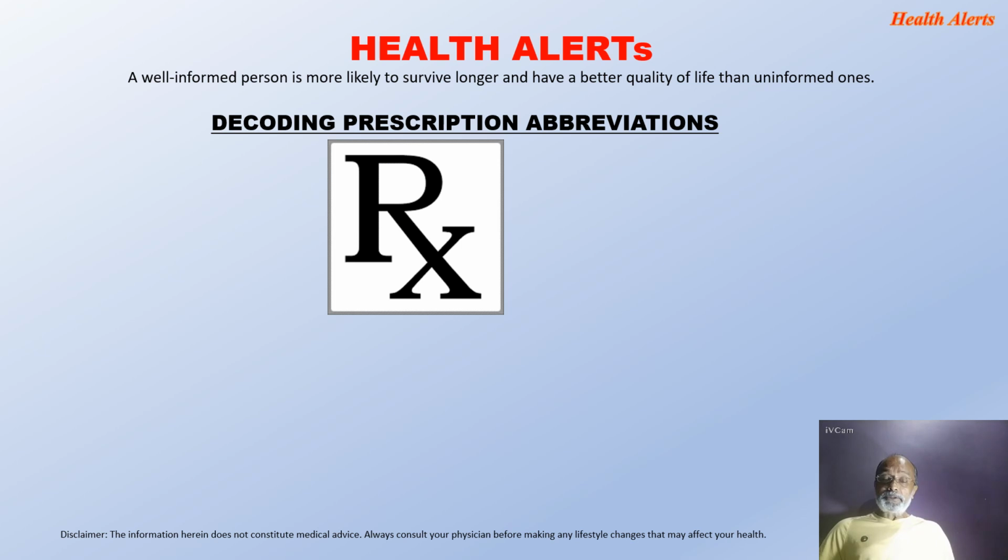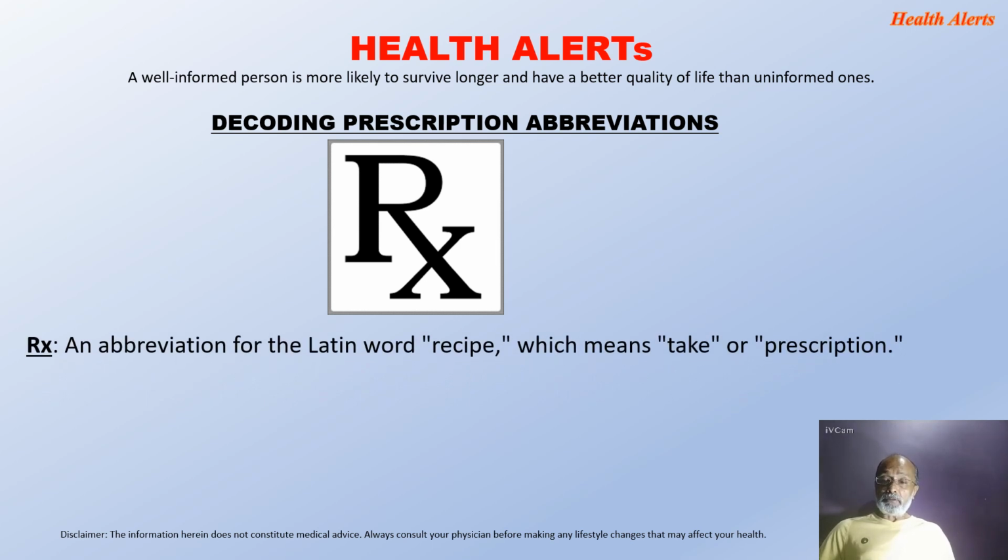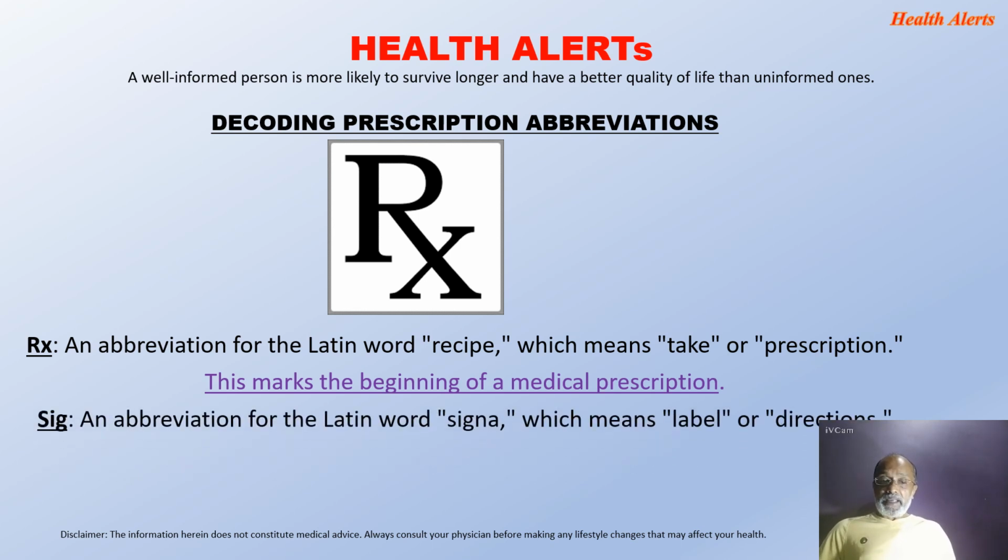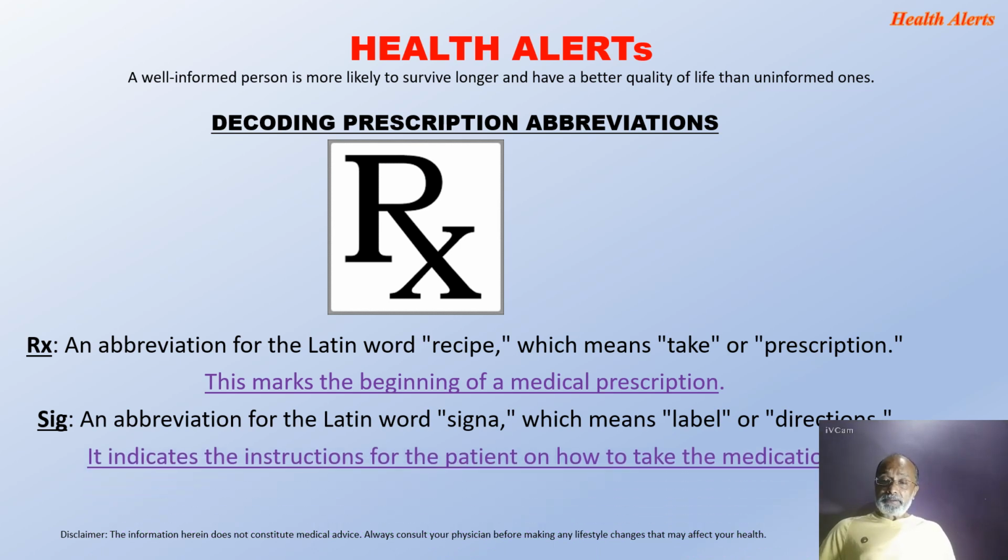Now, decoding prescription: the first thing you find written in a prescription is this symbol, RX. RX is an abbreviation for the Latin word recipe, which means take, or prescription. This marks the very beginning of a medical prescription. And you can also find SIG, another symbol. That's an abbreviation for the Latin word signa, which means label or directions. It indicates the instructions for the patient on how to take the medication.